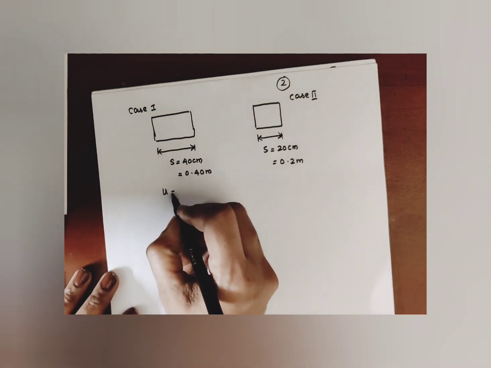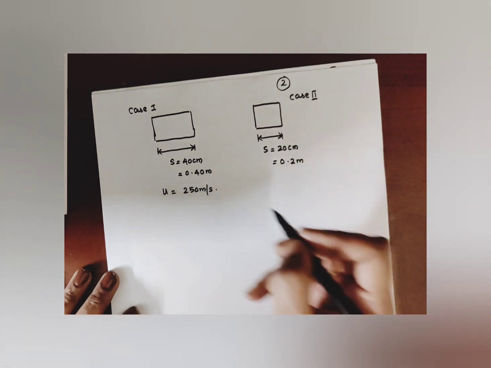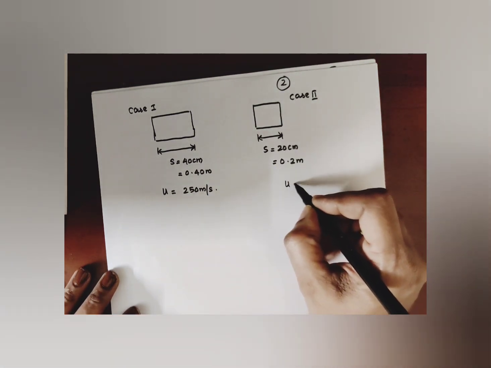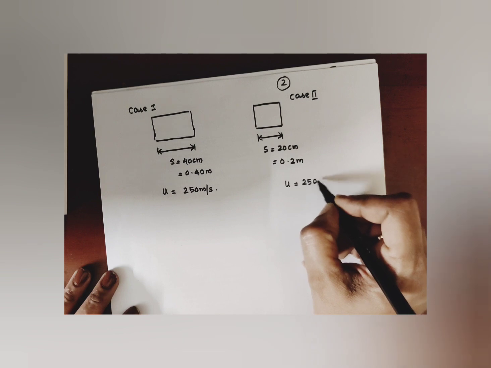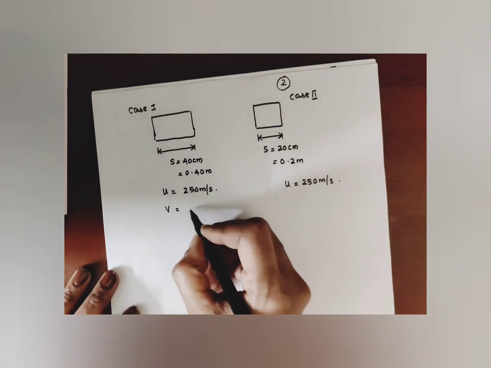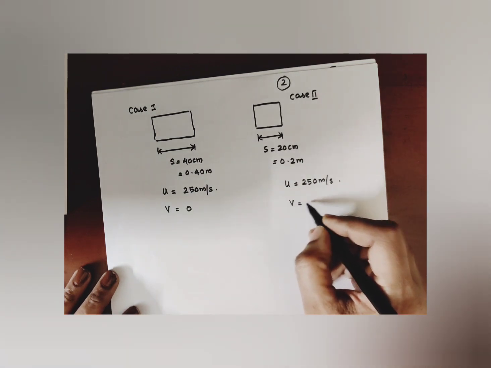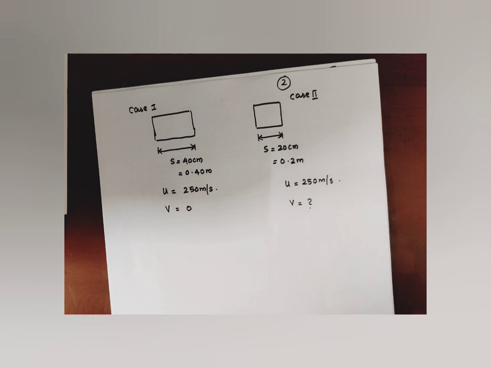So here the initial velocity is 250 meter per second. In the second case also, initial velocity is 250 meter per second. In the first case, final velocity is 0. In the second case, you have to calculate the final velocity.